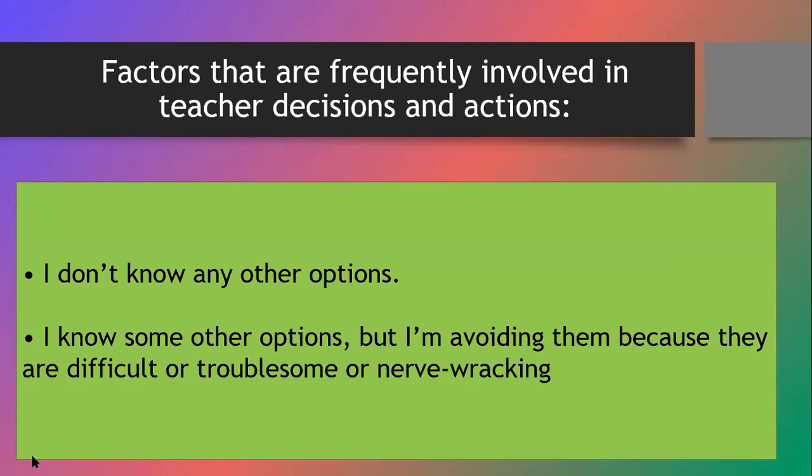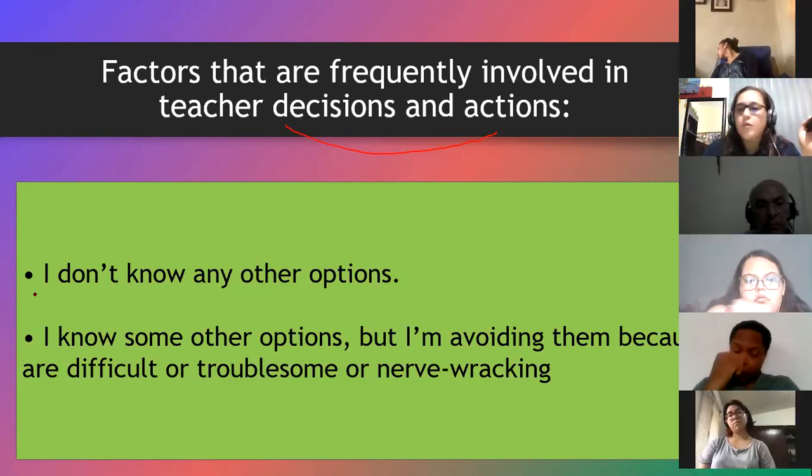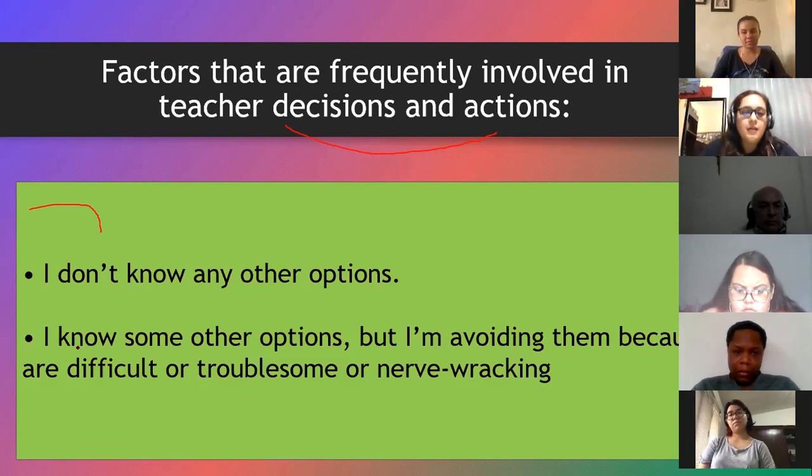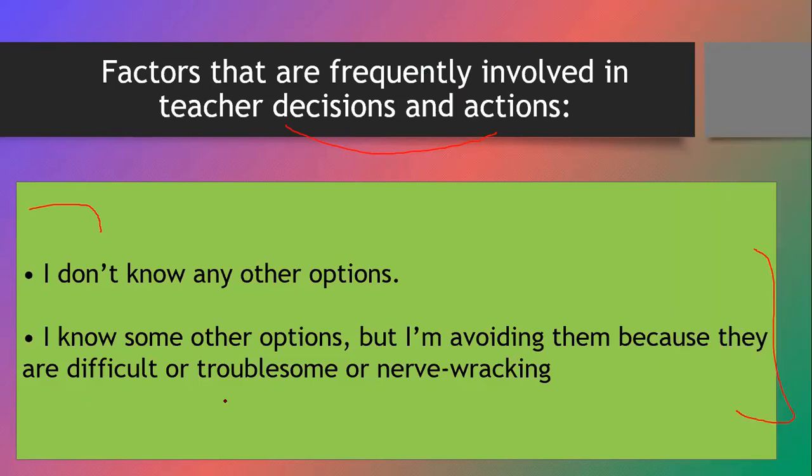These are factors that are frequently involved in the decisions and the actions that we as teachers make. Normally we have these two in mind. Even if it's an experienced teacher, you always have in mind: I don't know any other option, so I'm just going to let them. You know what? Andrea and Aster, they can do whatever they want. I don't know what to do with them. Or, I know some other options, but I'm avoiding them because they are difficult, troublesome, and nerve-wracking.